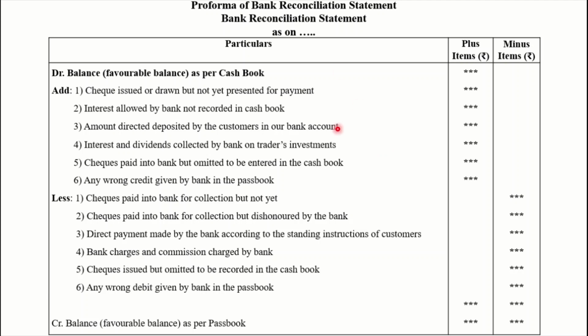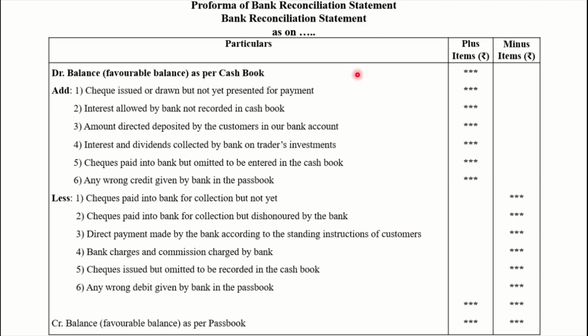Now we are going to see the different steps we have to follow for preparation of a bank reconciliation statement. A bank reconciliation statement is prepared to identify the causes or reasons for the difference in the bank passbook and the bank column of the cash book. There may be some transactions that we have to add to balance both statements, and sometimes we have to subtract transactions that we record in the bank reconciliation statement.